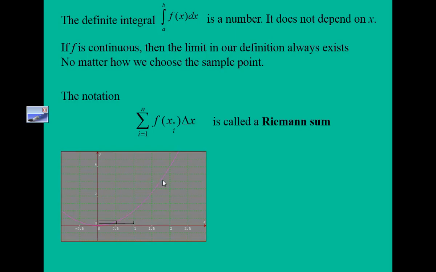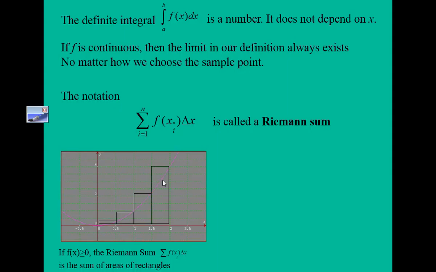The notation that we have been using is called a Riemann sum. Now this is just the summation of f of x sub i times delta x. That's the width times the height of each one of these rectangles. When we add them all up, we call it a Riemann sum.